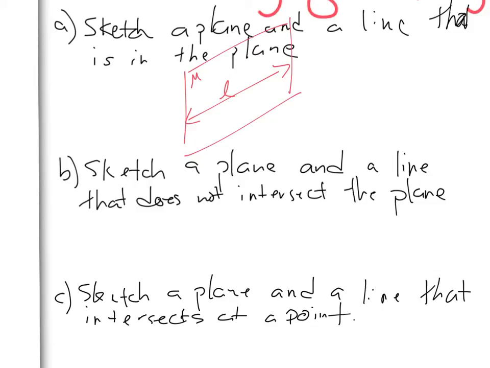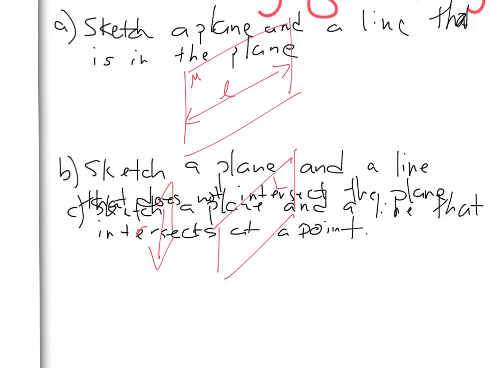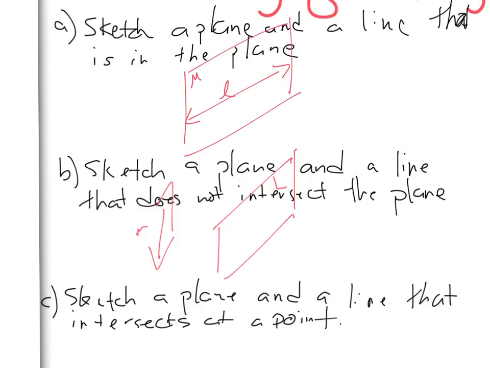Second part, sketch a plane and a line that does not intersect the plane. So let's make another plane sketch here. You can spread this out, it's probably a little bit easier on your paper. And then a line that doesn't intersect that plane would have to be something above it, below it, to the right of it. So you could have something out here and say this is line L, and plane, capital M, for that.